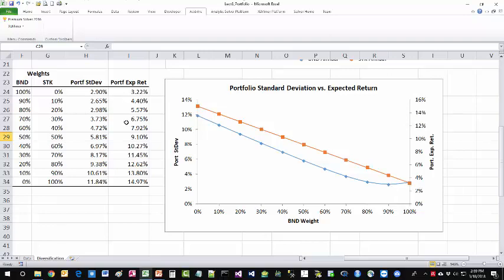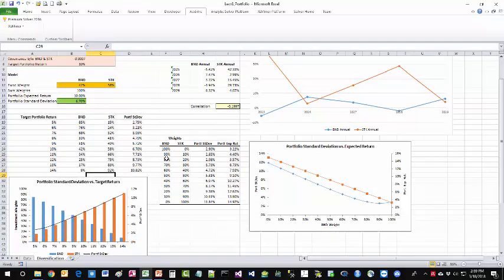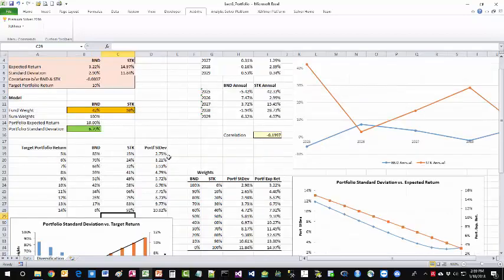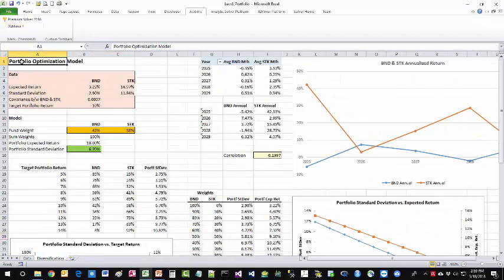So I'm going to save that. I'm going to zoom in here so you can see the whole thing. Let's switch to the presentation and pause.